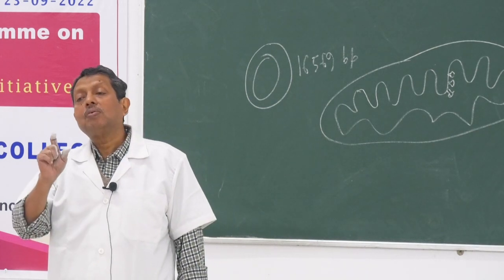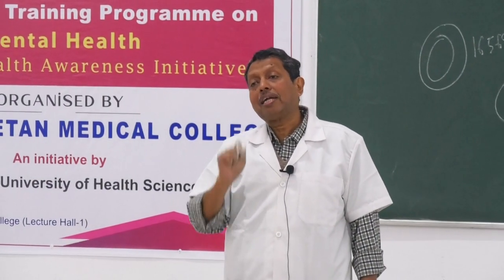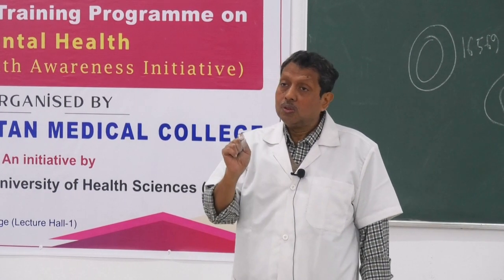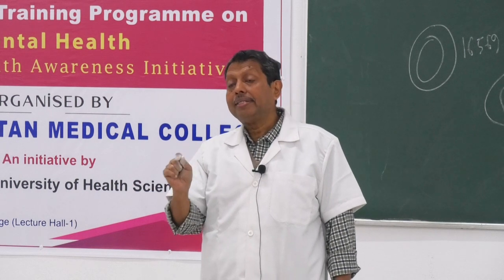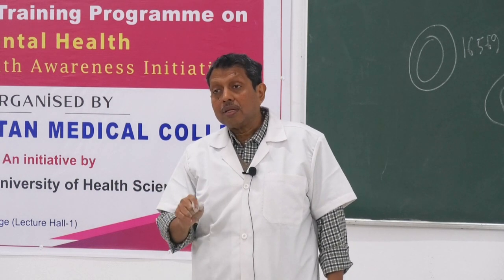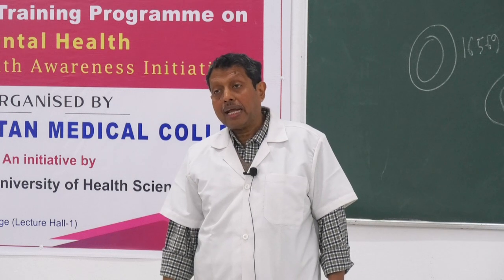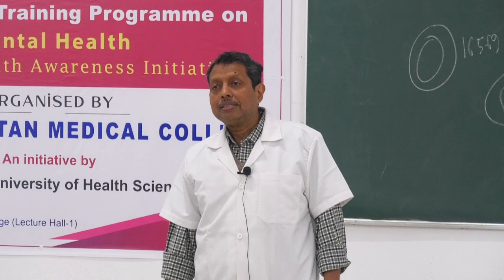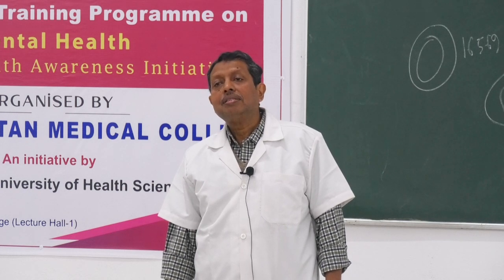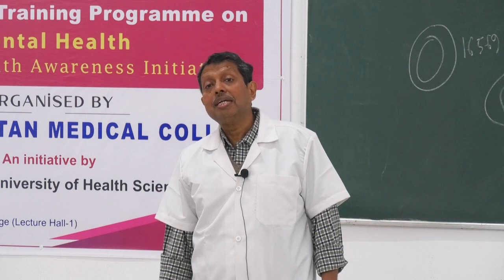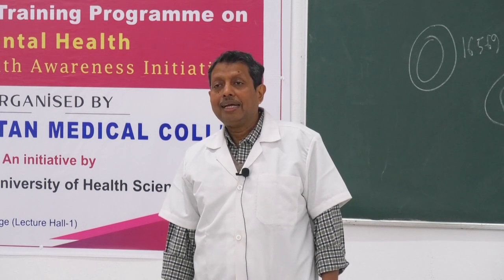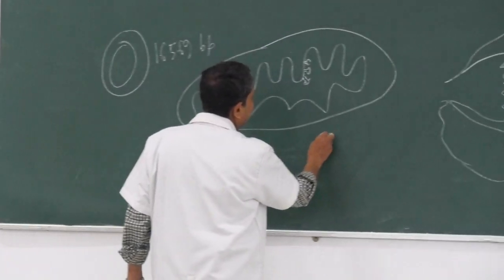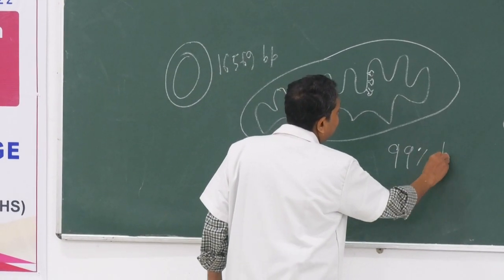And they have not only this, they have other apparatus for protein synthesis. They have ribosomes, and they contain ribosomal RNA and also tRNA. They can form mRNA themselves, and they can synthesize protein. But their numbers are very few in comparison to the proteins in the mitochondria. 99% of the proteins present in the mitochondria are from the nuclear DNA.